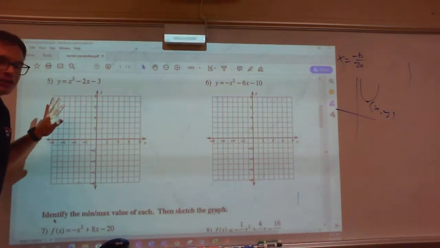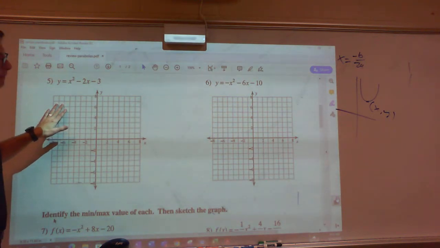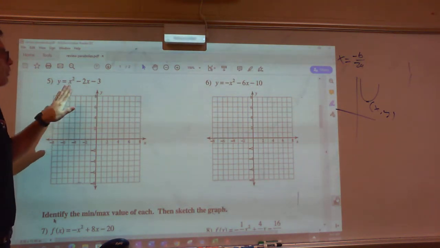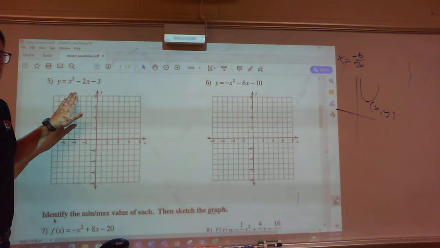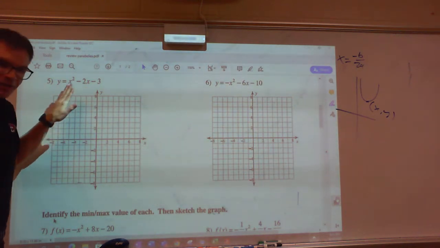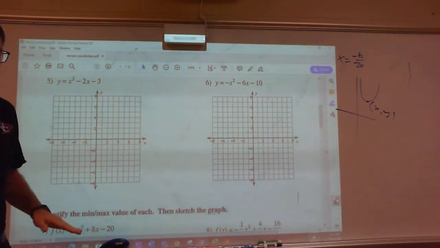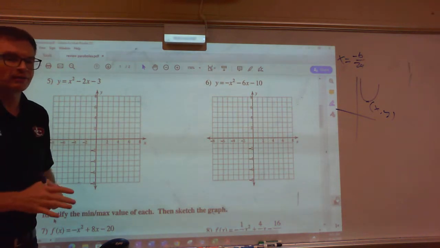I want everybody to look at number 5, right? And on number 5, I want you to find the vertex. When you find the vertex, do the electronic raise your hand.